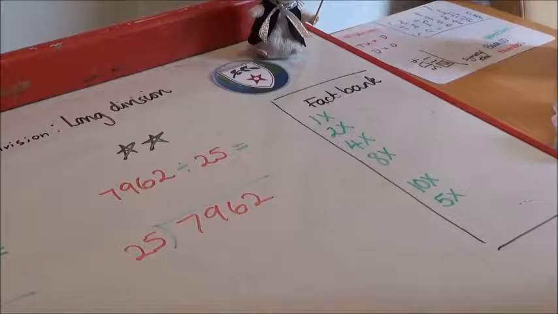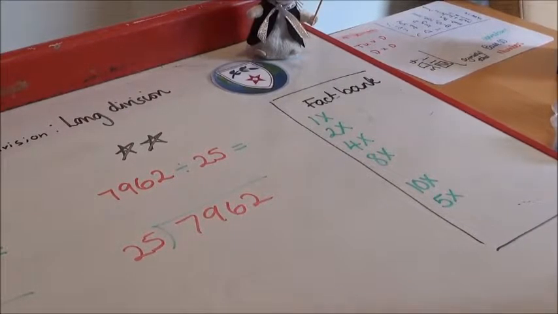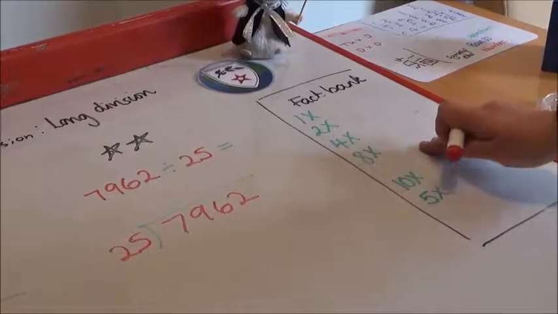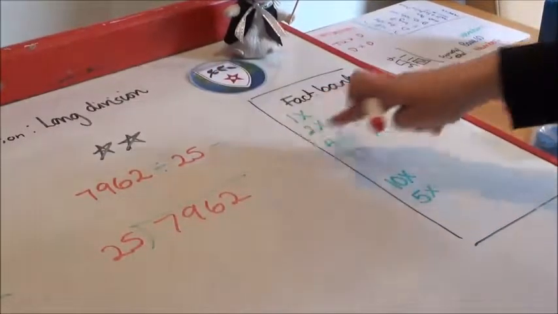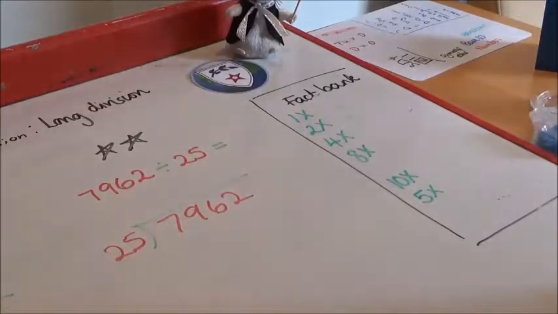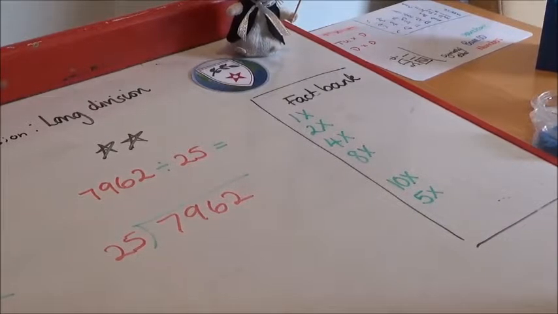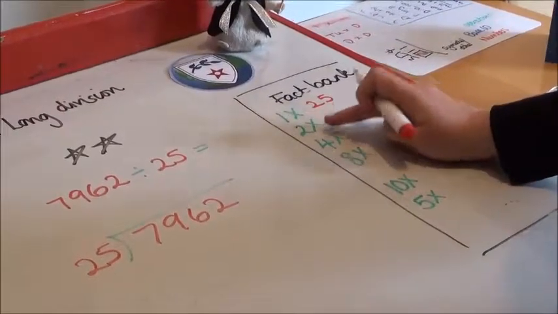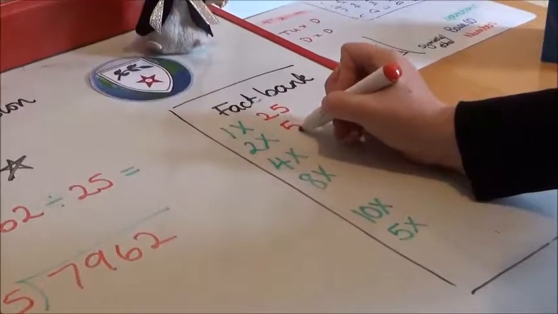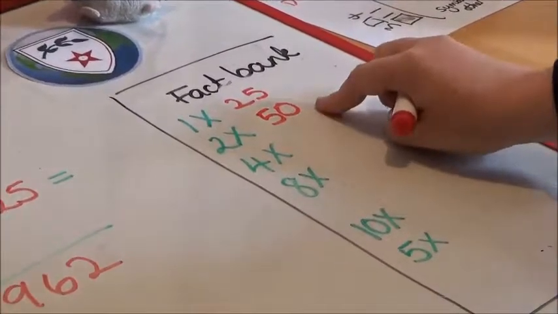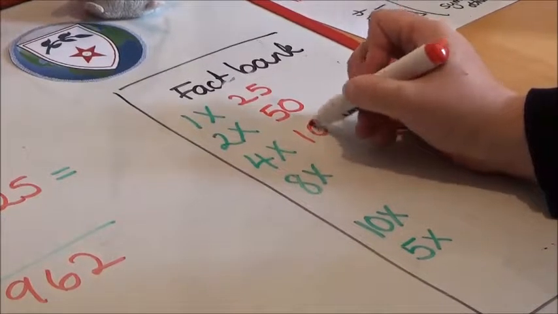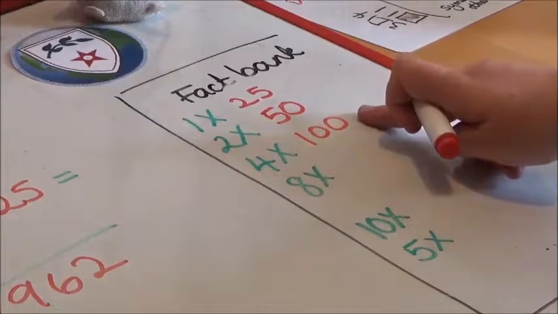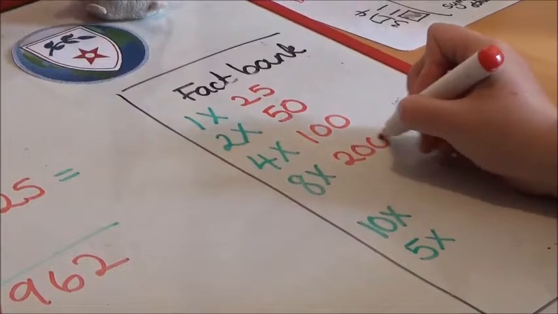Okay, so we'll start with the 1 star, which is 4,675 divided by 25. We've got to do our fact bank first. They're both divisible by 25, so that was an easy fact bank for us to do for both of them. So 1 times 25 is 25. Double 25, which is 2 times, would be 50. For 4 times, we're going to double it again, so double 50 is 100. And for 8 times, we're doubling 4 times, so that's 200.